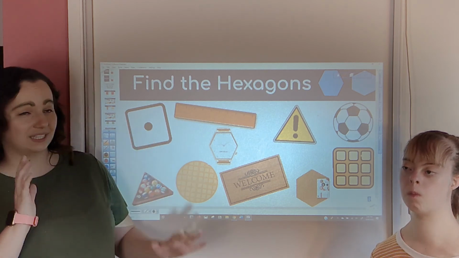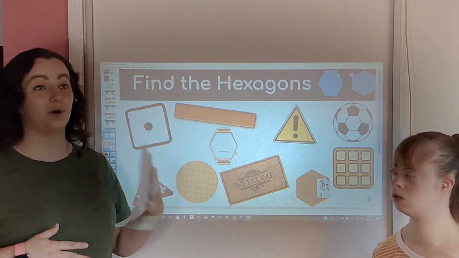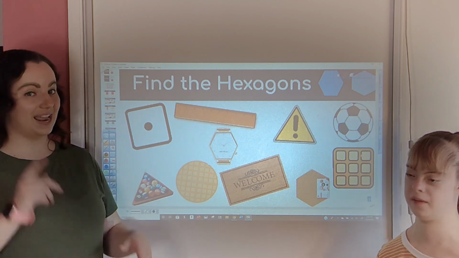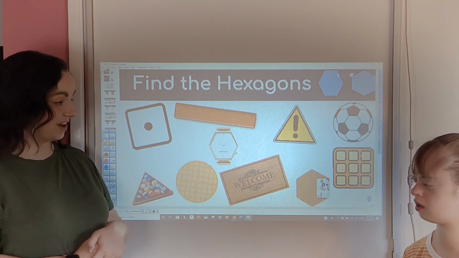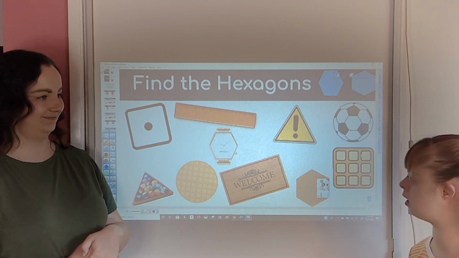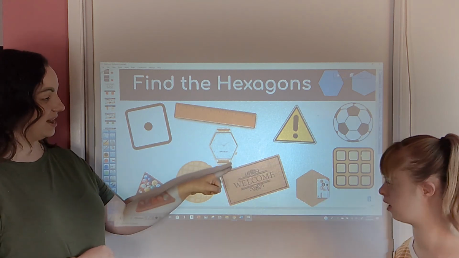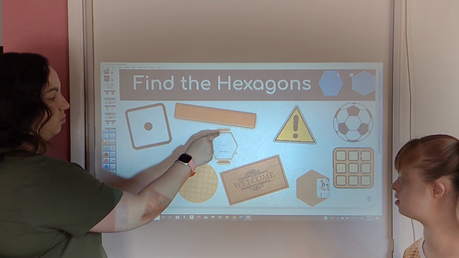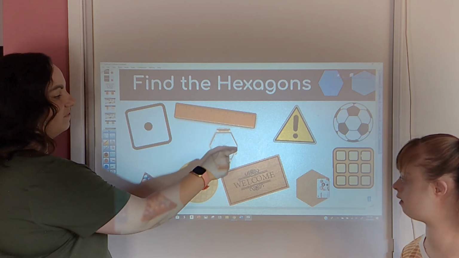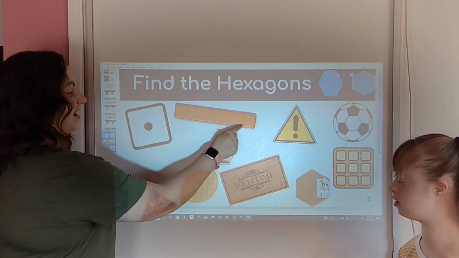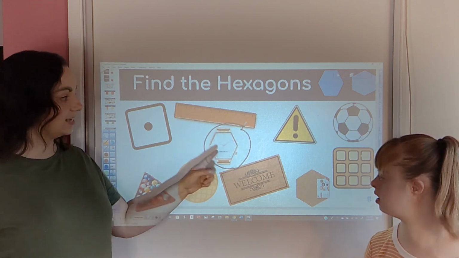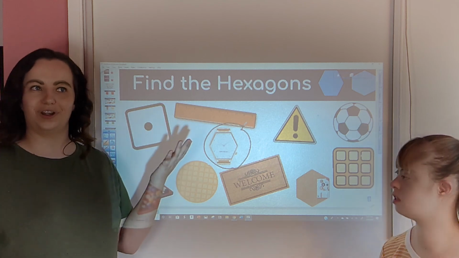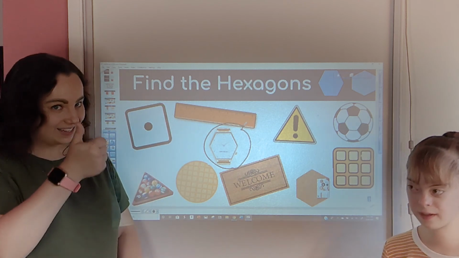Okay, maybe that was enough think time. If not, go ahead and pause us. Okay, keep your answers in your head. Let's double check. Kaylee, do you find any hexagons here? Yes, right there, that face of the watch. One, two, three, four, five, six sides. That's a hexagon right there. You can see a hexagon on someone's watch. Pretty cool. If that's what you said, keep it up.